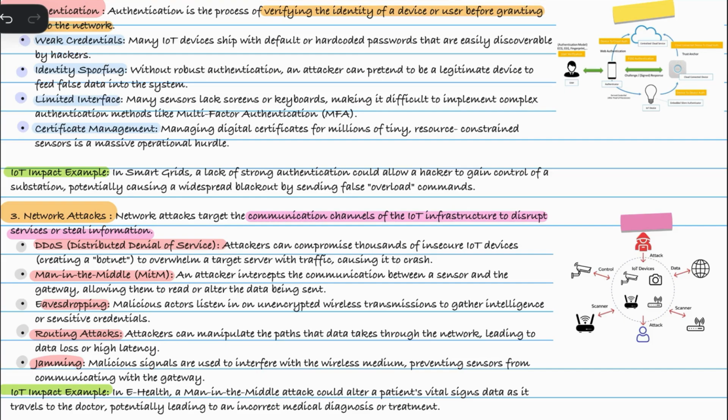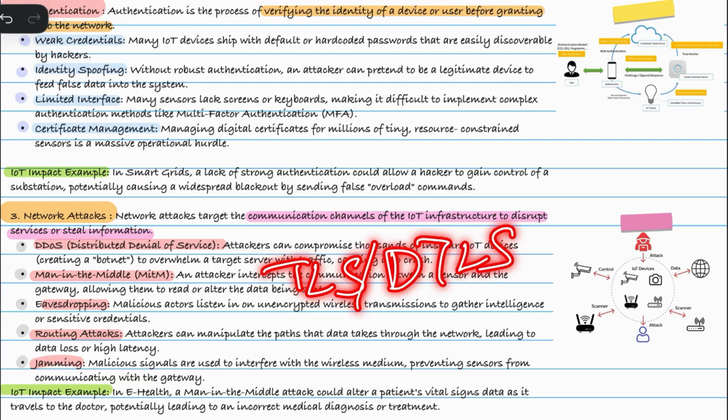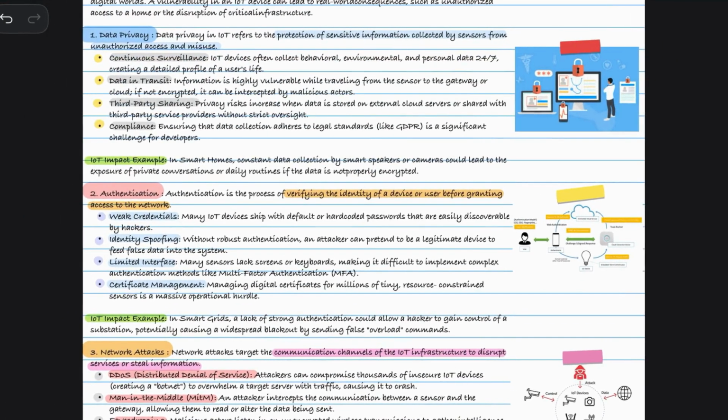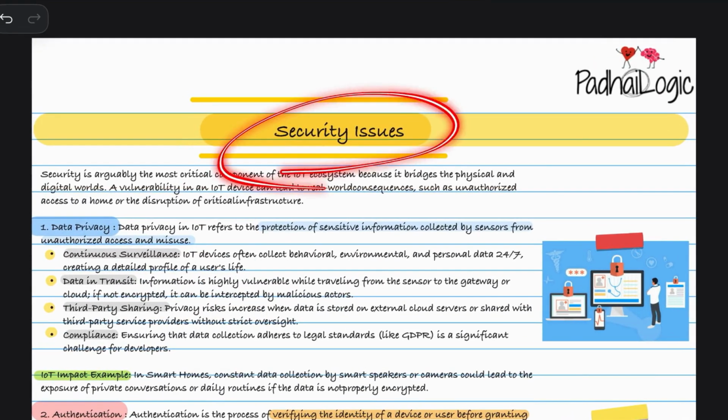So what is the resolution in such a scenario? To secure the transport layer, we should use TLS or DTLS protocols, implement firewalls on gateways, and use spread spectrum frequency hopping to counter wireless jamming. This is how we are able to overcome the security issues in IoT, which is a major challenge while developing and maintaining the IoT network.